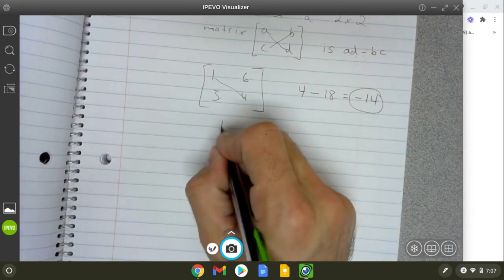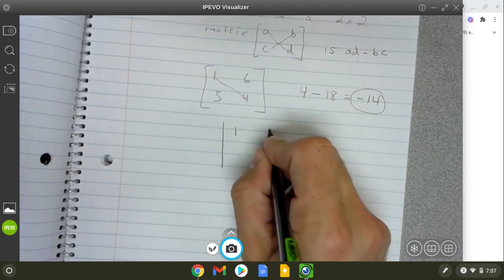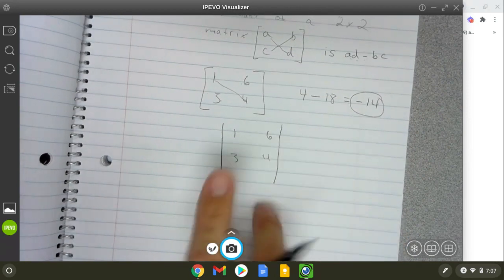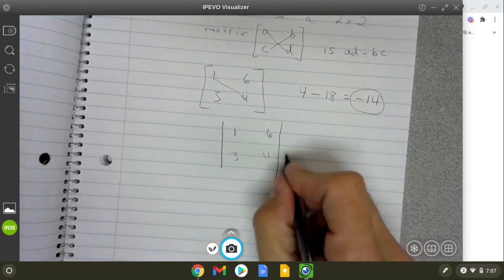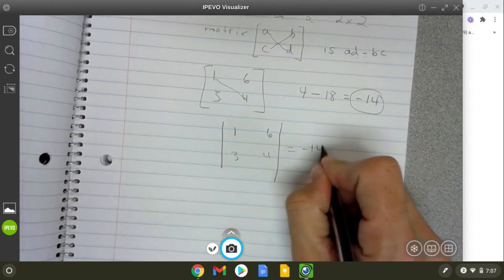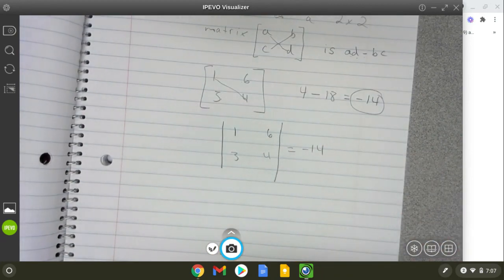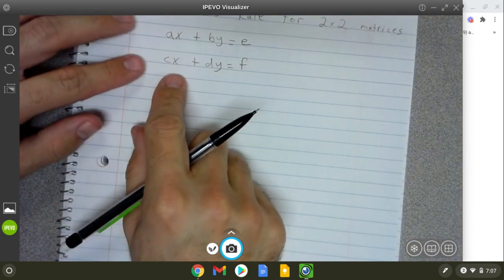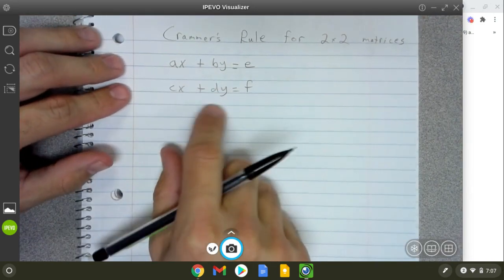That would be the determinant of this. Now the shorthand notation is that instead of writing out the word determinant, they put it in these little bars, kind of like absolute value bars. And we say the determinant of this matrix is negative 14. But the determinant is actually going to be very useful in solving this.